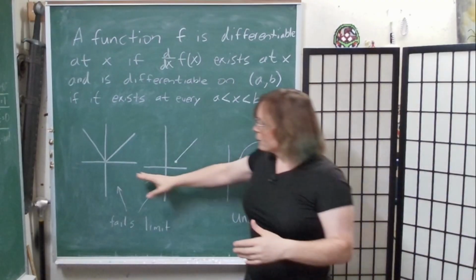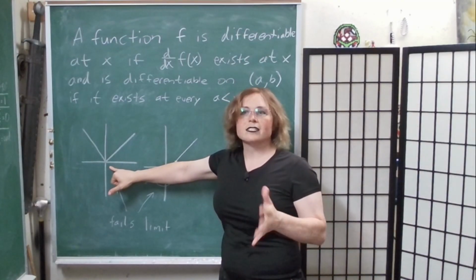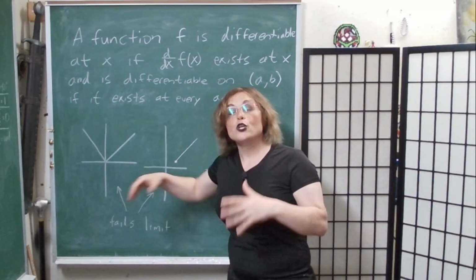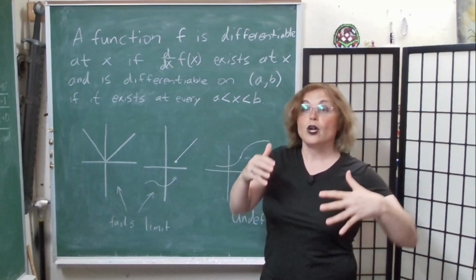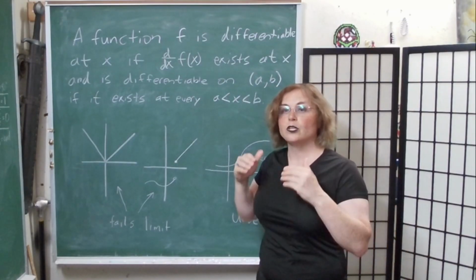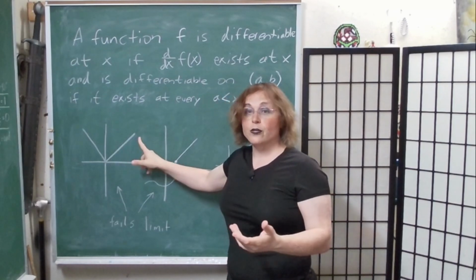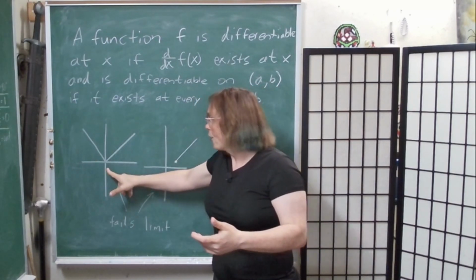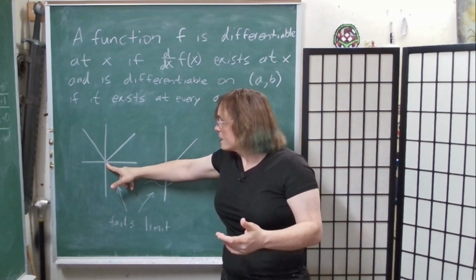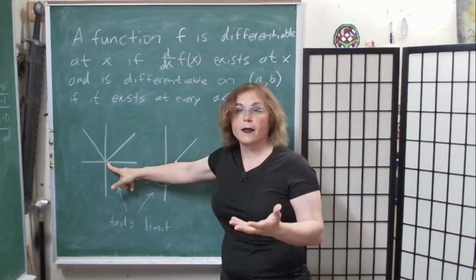Now, this version is a little trickier to see, and in order to understand this, you do need to go back to your definition and actually work it through. This is the absolute value graph. Absolute value is differentiable here, and it's differentiable here, but it's not differentiable at this corner point, okay?